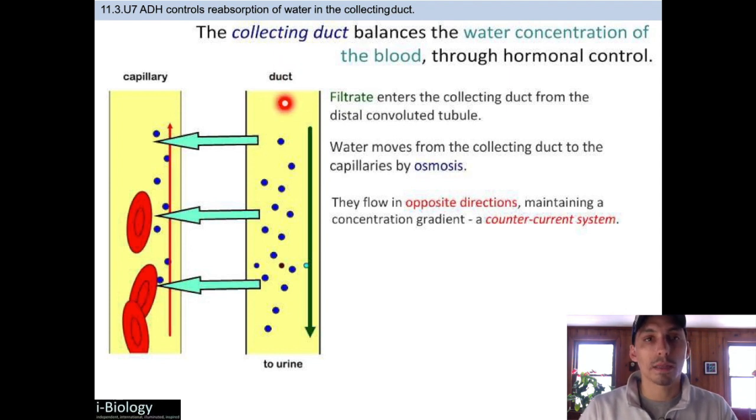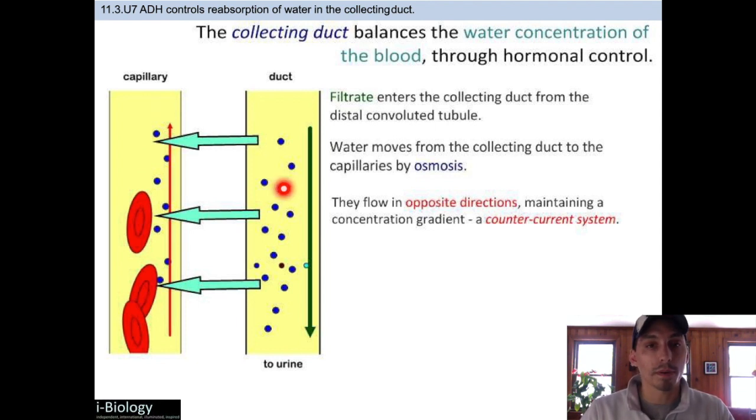So I have my filtrate moving into the duct, moving down, and so it's coming out of the ascending loop of Henle. It went through the distal convoluted tubule and now is in the collecting duct. And it's moving towards the pelvis of the kidney so that it can be transported to the bladder to wait for excretion. So this is the final opportunity for the body to affect things. So as I have that moving from top to bottom, I have blood on the other side that's moving from bottom to top.